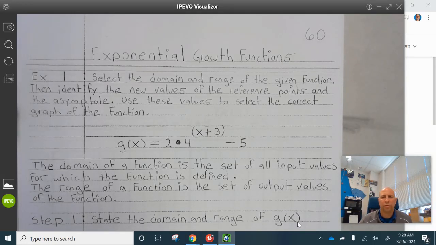Okay, Wildcats, we're at Journal page 60, exponential growth functions. Example 1: select the domain and range of the given function. Then identify the new values of the reference points and the asymptote. Use the values to select the correct graph of the function.